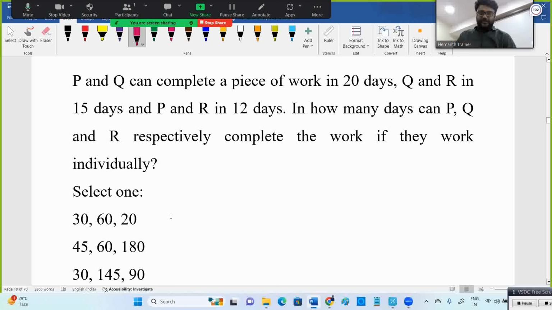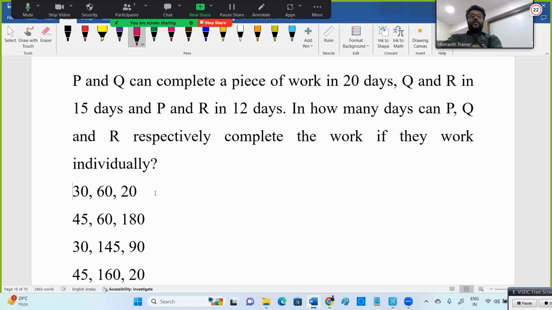And see this question, they have given two pairs, and they're asking for one alone. P and Q together take 20 days, Q and R together 15 days, P and R together 12 days. In how many days will P, Q and R respectively work individually? Good question this is, everyone try this.